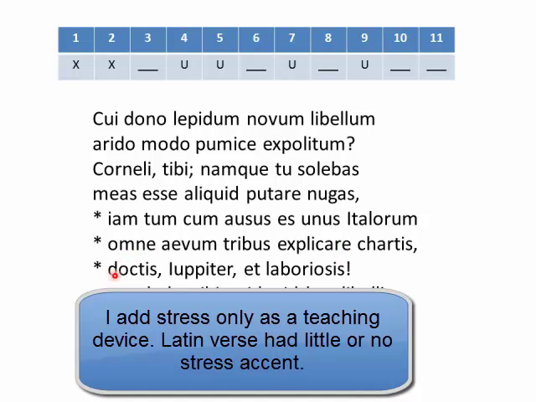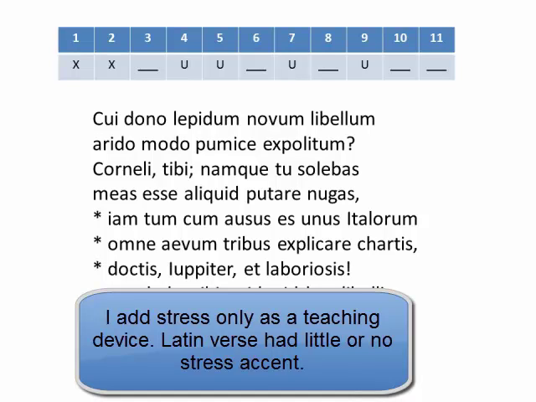Next. Doctis piteret laboriosis. No elisions there. Doctis piteret laboriosis. Okay, so the first 3 that you did were pretty straightforward.